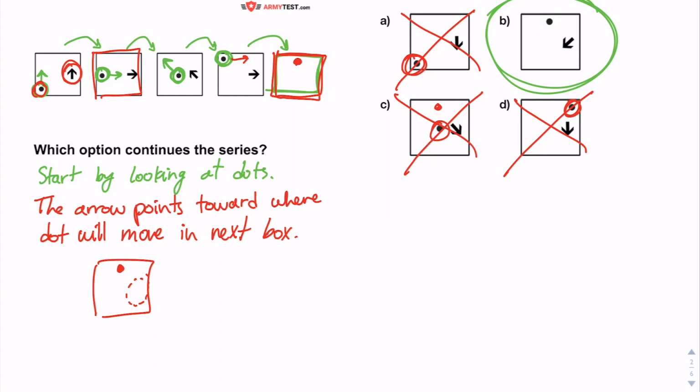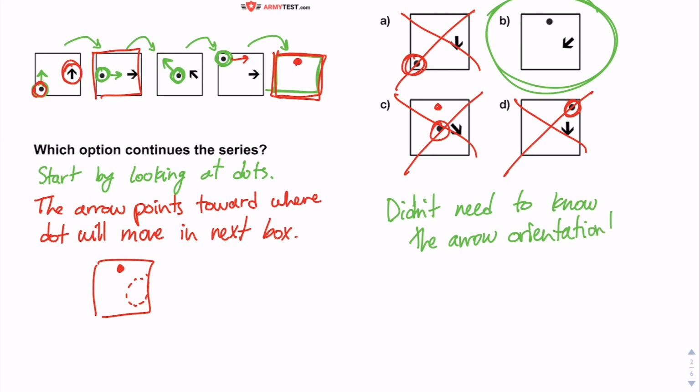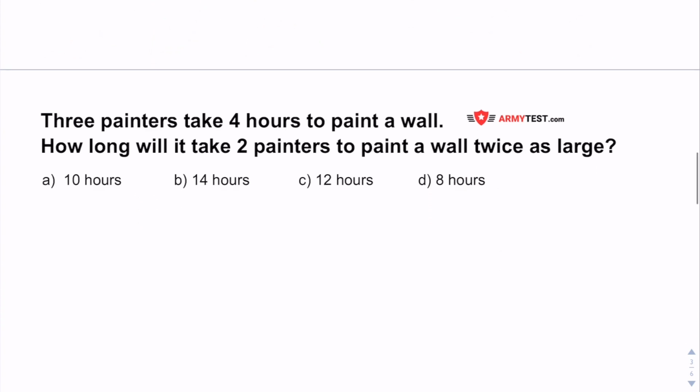And we didn't need to know the arrow direction or orientation. So that just goes to show that even though two things are changing, you might only need to figure out how one of them changes, right? Now moving on to the second question here.